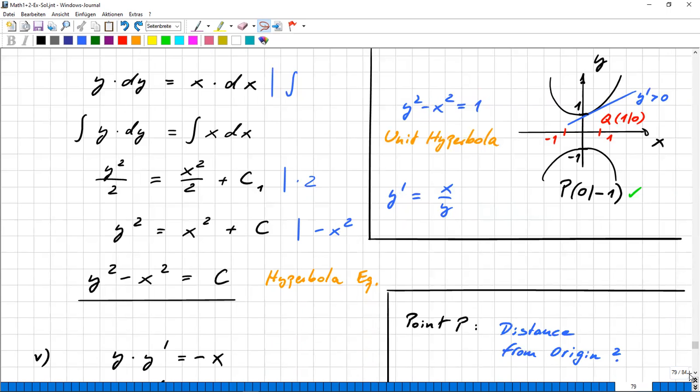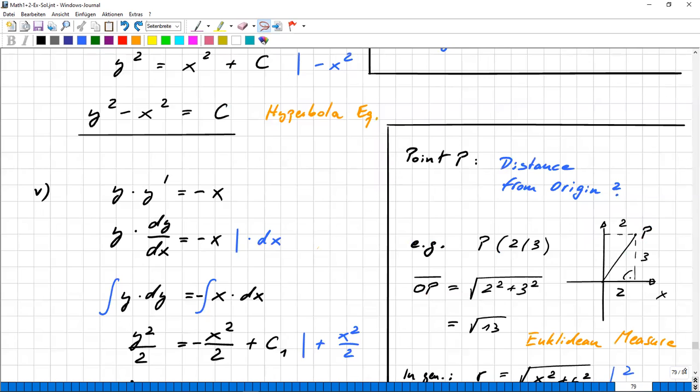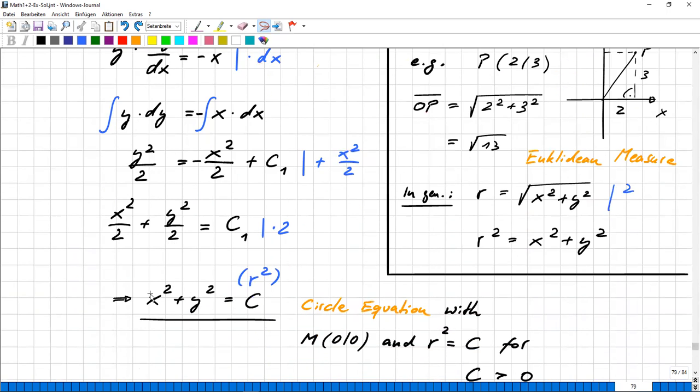Now, the fifth one is even, you could say, easier. At least it's more familiar, because this time we have y times y prime equals negative x, and doing much the same as before, just keeping this minus sign in mind. So we get here the primitive function y squared over 2, and this time negative x squared over 2 plus some constant. Again, we can shuffle these terms a little bit around and then take everything times 2. So we get a very nice form, which is the squared sum x squared plus y squared equals constant.